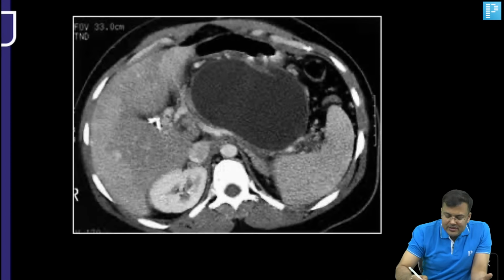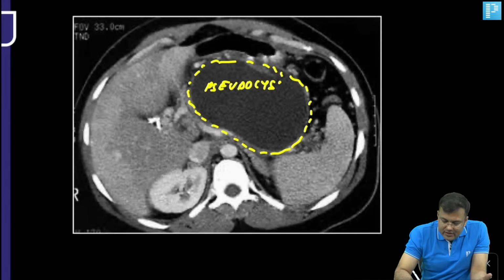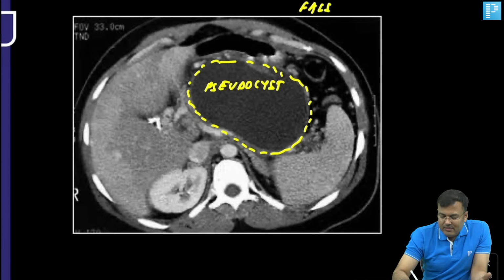This is the cystic lesion in the lesser sac. Just behind the stomach, this is the cystic lesion. So, guys, this is pseudocyst. Pancreatic pseudocyst. Pseudo means it is false. It is not lined by epithelium. So, it is false cyst because it is not lined by epithelium. False cyst. What is the most common location? All of you know, lesser sac.